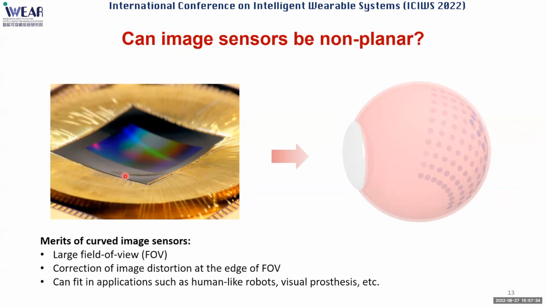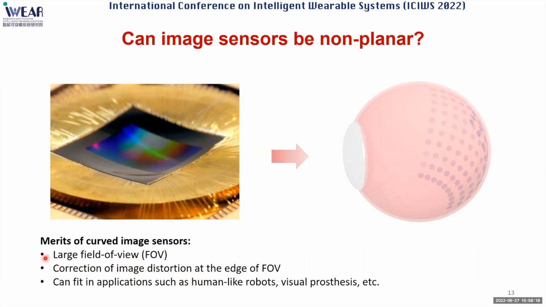The point of making this curved image sensor is because of a few merits or advantages. One is the large field of view. The curved sensor can accommodate a much larger field of view compared with the planar sensor. The second one is the correction of image distortion at the edge of the field of view. If you take a photo with our cell phone camera, often we see the people standing at the edge of the photo always get their face and body distorted. This is image distortion. But if you have a commercial camera, it can do a much better job because more complex lenses will be used to correct this image distortion at the edge.